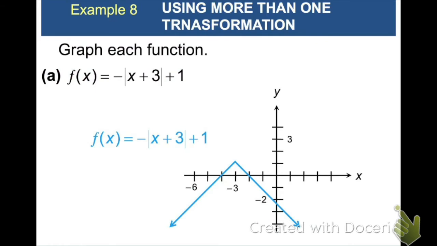For this example, we're graphing f of x, which is negative absolute value of x plus 3, and then plus 1. So if I was going to ask you to do this, you're looking for the different transformations that are going on in this function, and we have 3 of them this time. First of all, you should notice that we have a negative out front, which means we're going to reflect across the x-axis. So instead of opening up like a V, like our absolute value graphs normally do, it's opening down.